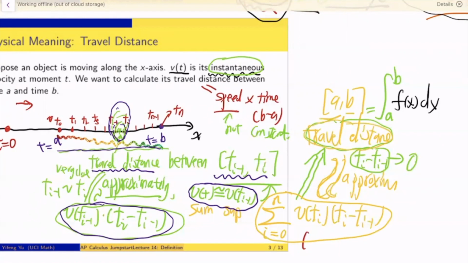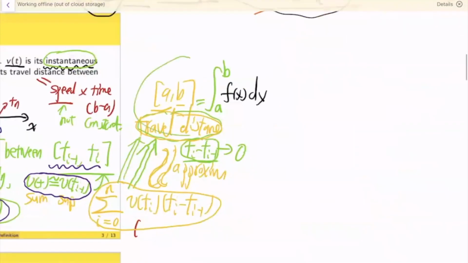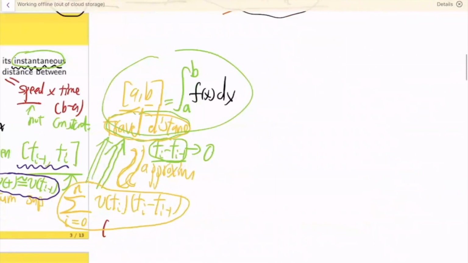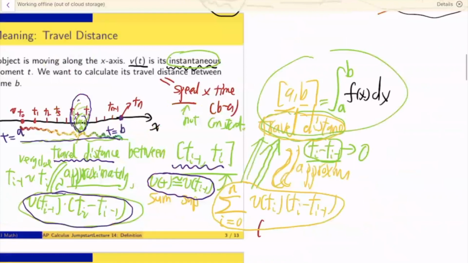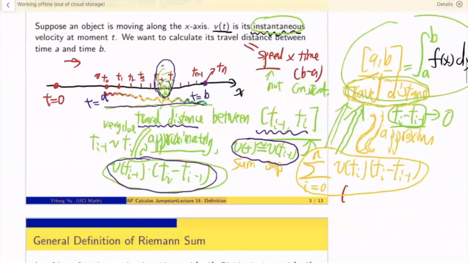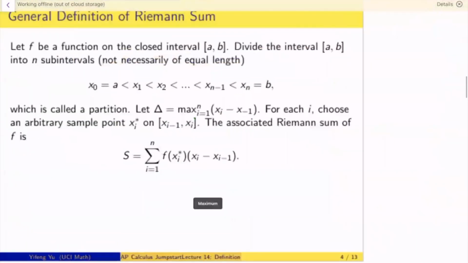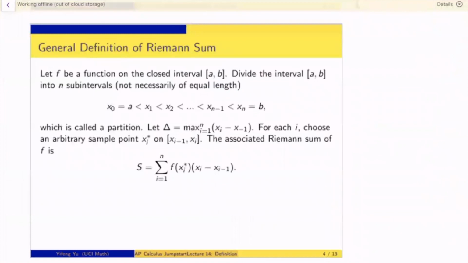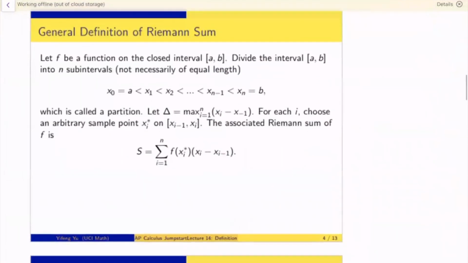Now, mathematically, and intuitively it's clear: if I let the time interval go down to 0, we expect this will converge to the real travel distance. All right. So based on these two, here we can have the real definition of the Riemann sum and Riemann integral.